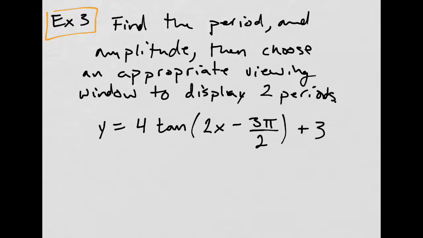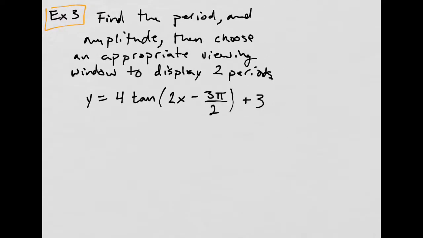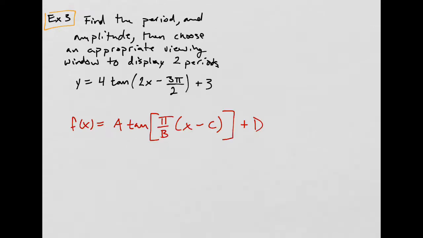So again, here we're going to find the period and the amplitude, then choose an appropriate viewing window to display two periods. Same type of problem. So in this case, we're going to look at the general form for tangent. I'll write that down, and I'll say all the pieces, and then we'll continue on.